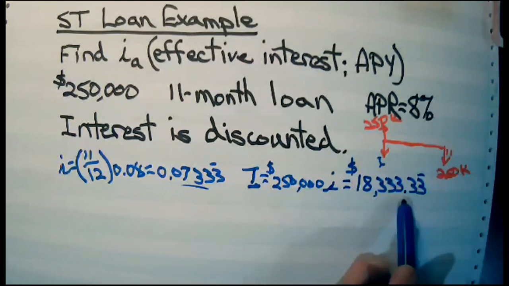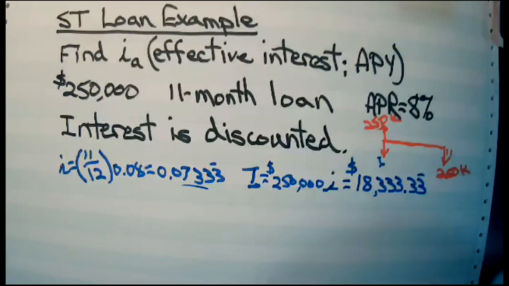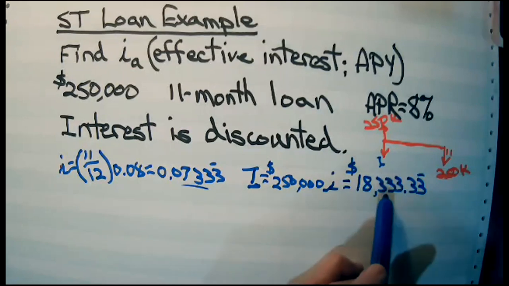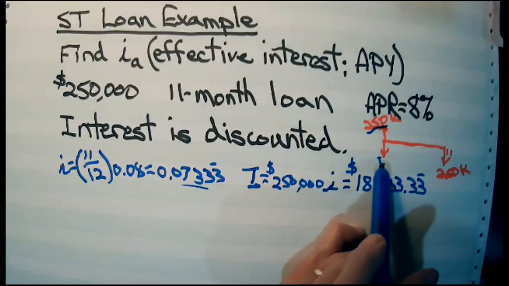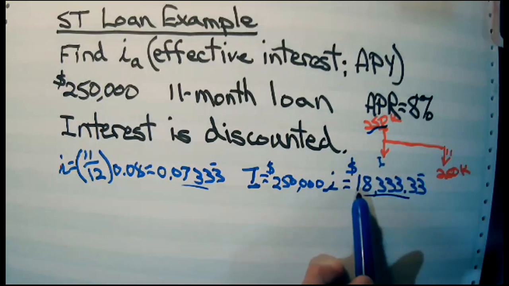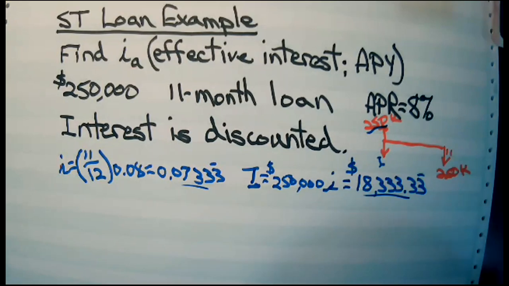But $18,333.33 is the interest that we pay on this short-term loan. And so we borrowed $250,000 up front, but we've got to come up with the $18,000 up front as well to pay the interest. So effectively we're only borrowing $231,667.